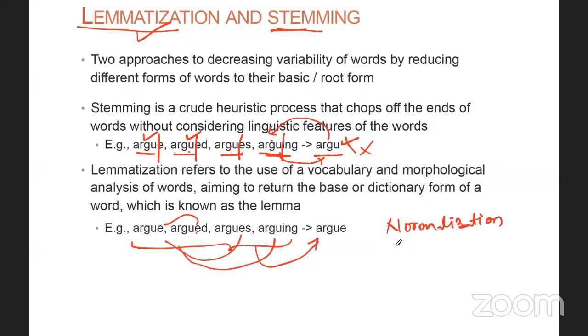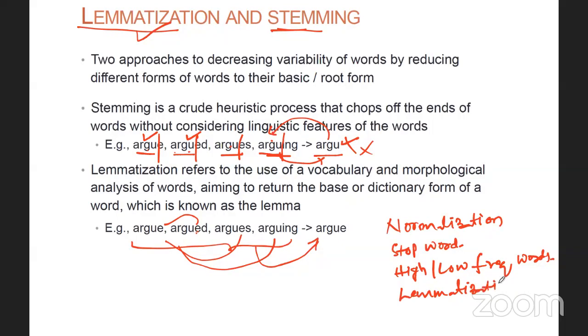Okay, remove stop words, remove high and low frequency words, then lemmatization. So these are the four methods we would apply for text processing. Once we apply this, we'll get the cleaned text information. Then we would go for the DTM or TDM on that.